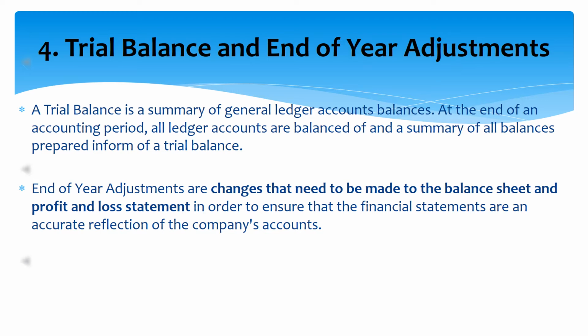A trial balance is a summary of all general ledger account balances. At the end of an accounting period, all ledger accounts are balanced off, and a summary of all balances is prepared in the form of a trial balance that shows debit balances and credit balances. On the other hand, end of year adjustments are changes that are required to be made on the balance sheet and the profit and loss account in order to ensure that the financial statements are accurate and show a true and fair view of the state of affairs of an entity.